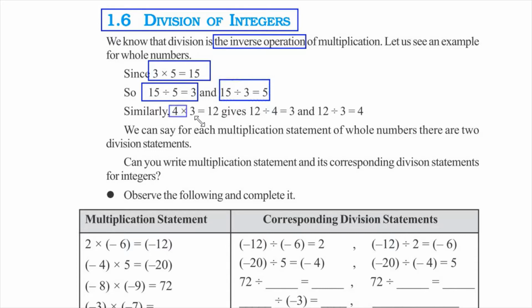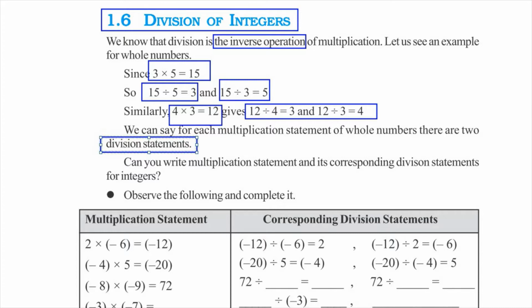Similarly, when we multiply 4 and 3, we have 12. Therefore, 12 divided by 4 is equal to 3 and 12 divided by 3 is equal to 4. This is for whole numbers. We can say for each multiplication statement of whole numbers, there are two division statements. So each of the factors can become the divisor and we will get the other factor as the quotient.